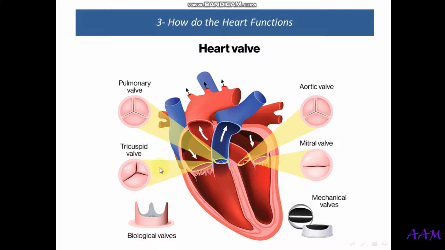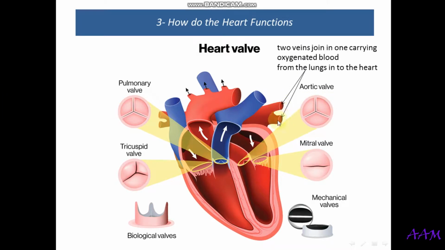Here are the valves more clearly. These names are not important now. I don't want you to learn these names. I only want to show you the process of the valve. As I told you, do you see this blue one? Do you see this one? Where does it go?